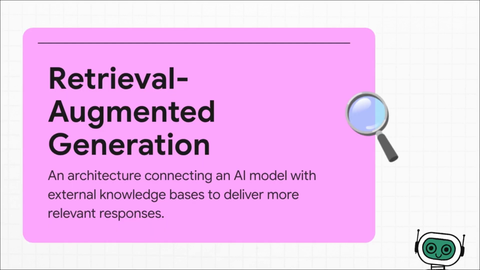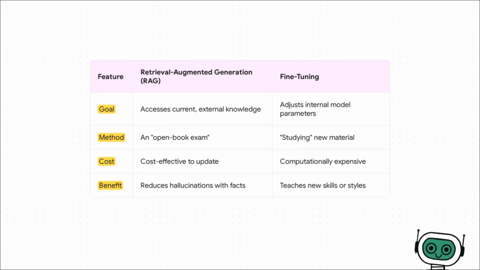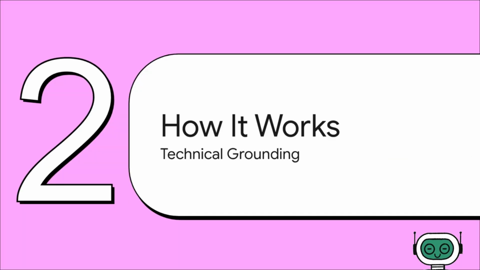And that right there is the core idea behind Retrieval-Augmented Generation, or RAG. It's an architecture that connects a language model to an external, up-to-date knowledge base. So instead of just guessing, it grounds its answers in actual, verifiable facts. Now, it's really important not to confuse RAG with another technique called fine-tuning. Fine-tuning is like sending our employee back to college. It actually changes their internal knowledge and it's great for teaching a new skill. But it's expensive. RAG is that open book exam. It's a much cheaper way to give them the right facts for the job, and that's what really cuts down on this hallucination.